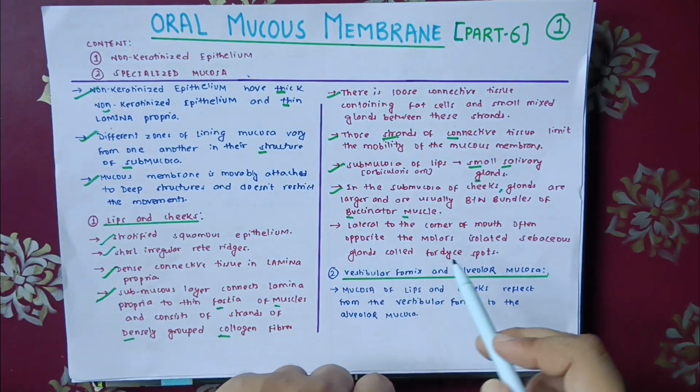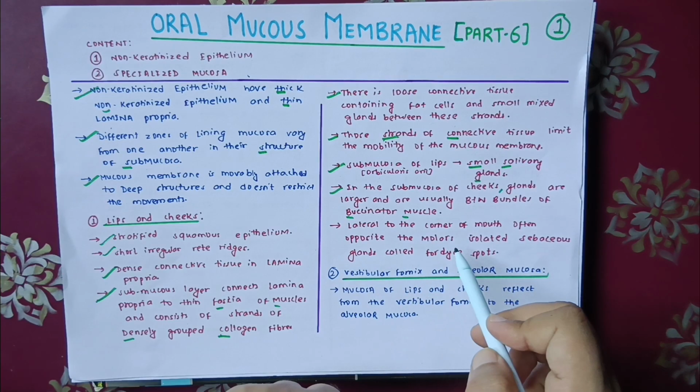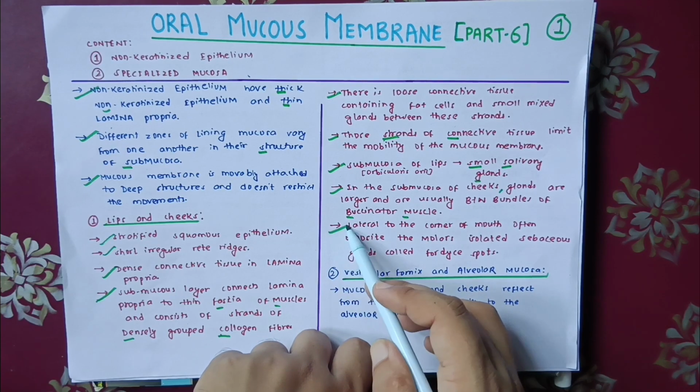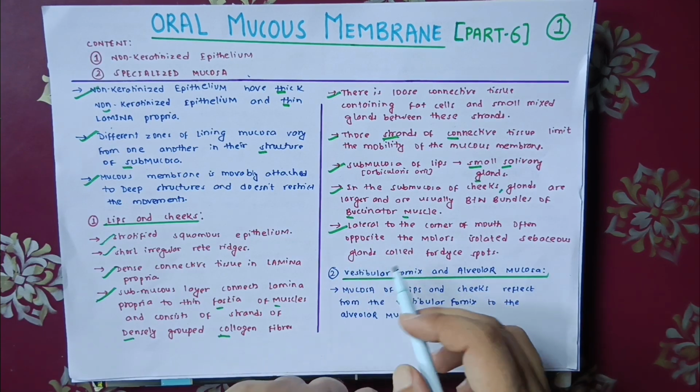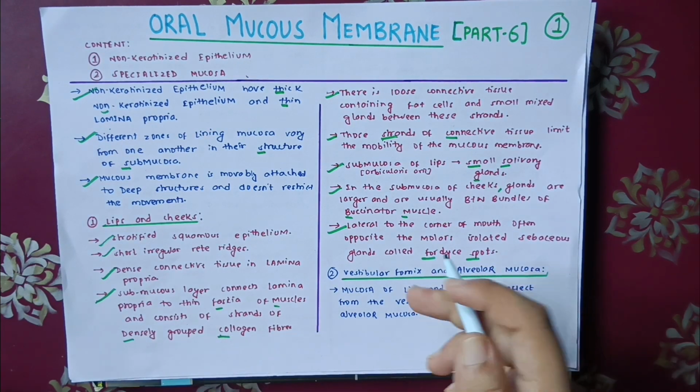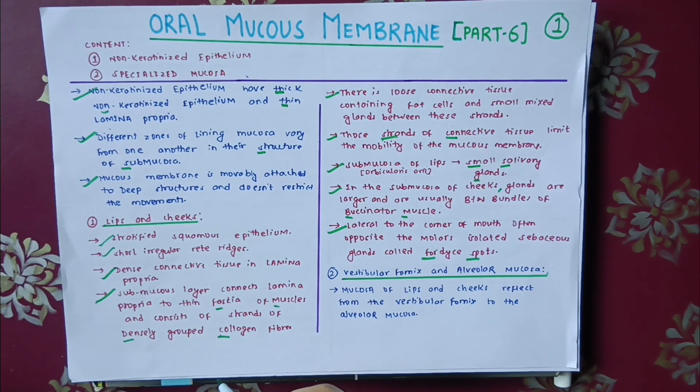After that, lateral to the corner of the mouth, often opposite to the molar, isolated sebaceous glands called Fordyce spots can be seen in the lips and cheeks. Okay, so you can just remember this, as it can be asked in an MCQ exam. So we have covered the lips and the cheeks.